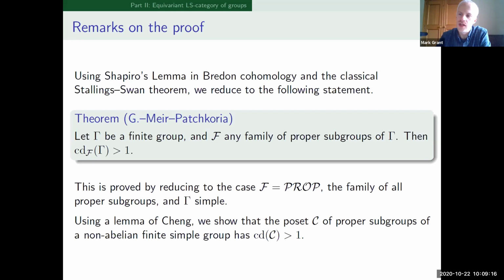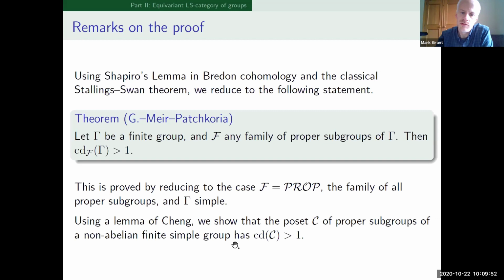However, if you take the cohomological dimension of a finite group with respect to a family of subgroups, it doesn't need to be infinite. It can be finite. But what we showed was that it cannot equal 1 in that case. And it was a little bit surprising that this wasn't known already to the experts, but it was kind of non-trivial to prove this. So there was a series of reductions, reduce it to the case of the family of all proper subgroups of a simple group.